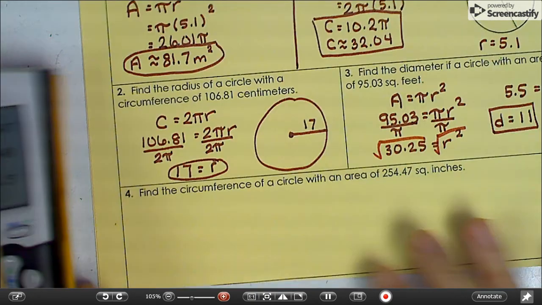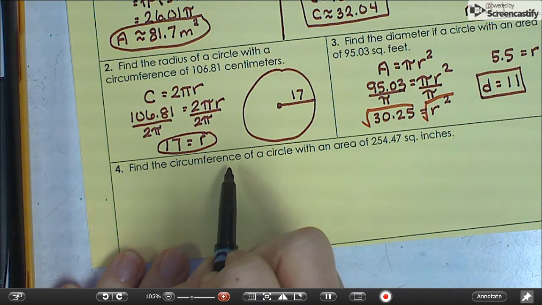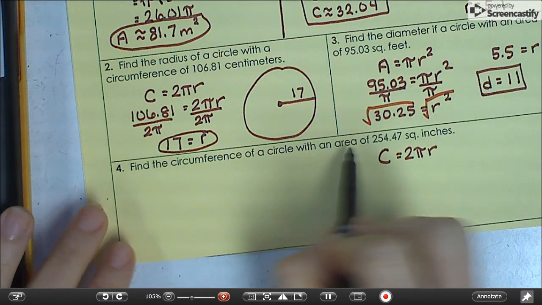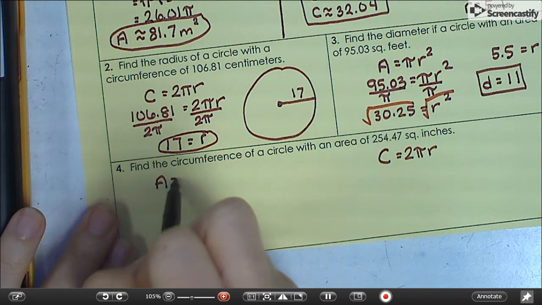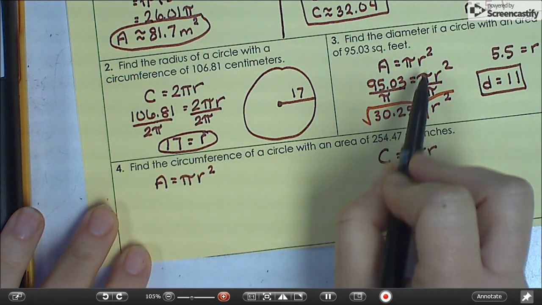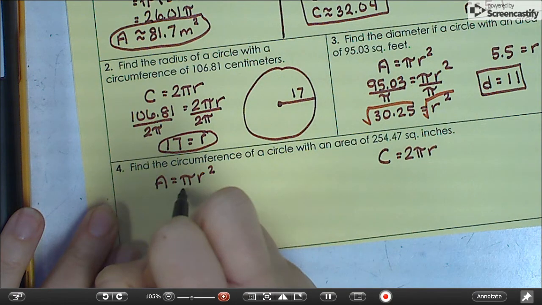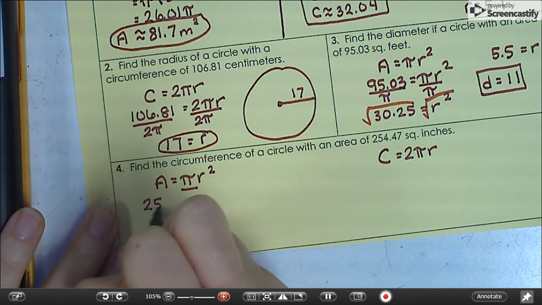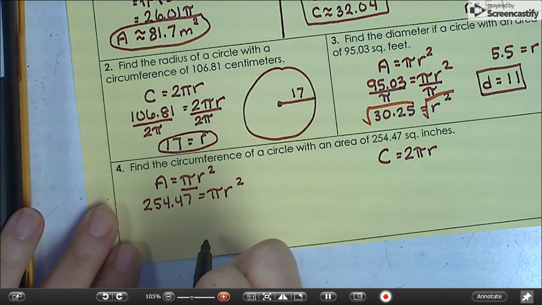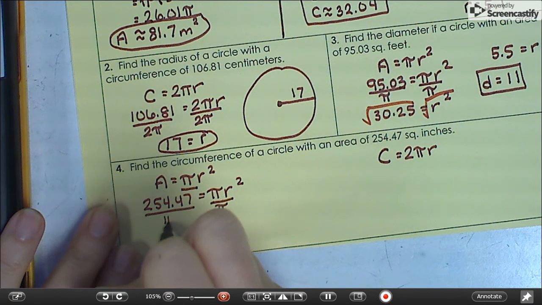All right, one more example of this kind of review. This one wants us to find the circumference if we already know the area. So we're basically going to follow the same steps as we did up here to find the radius, and then plug the radius into the circumference. So, we're going to plug in the area, and that equals pi r squared. You could pause the video here if you want, and then check your answer.